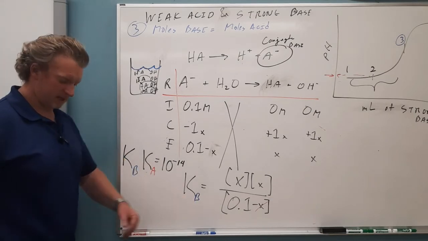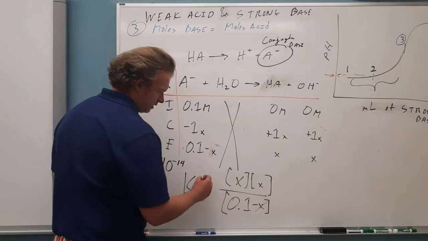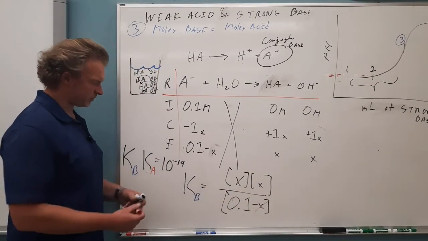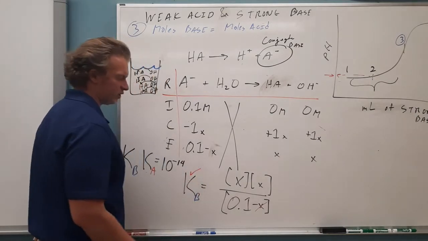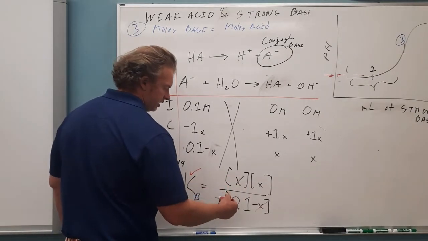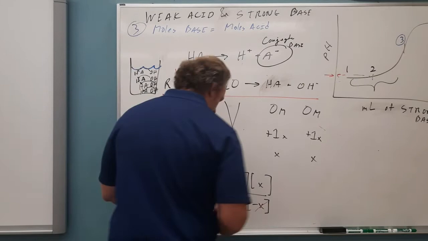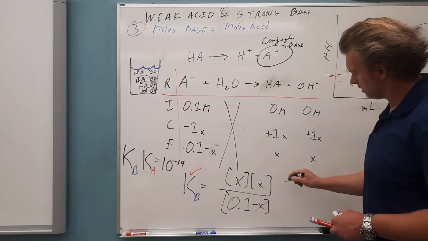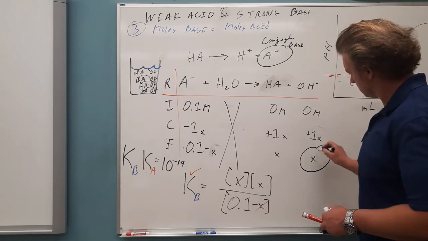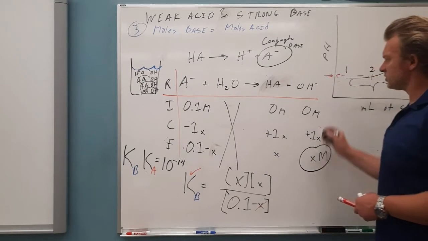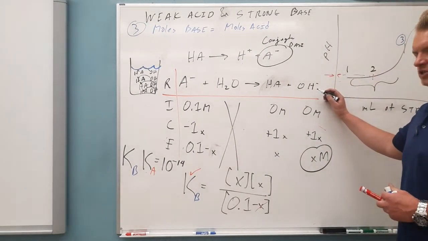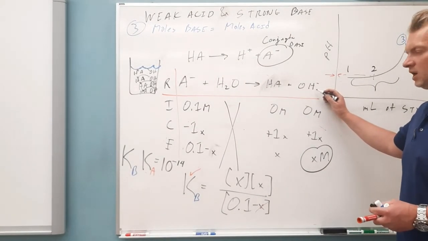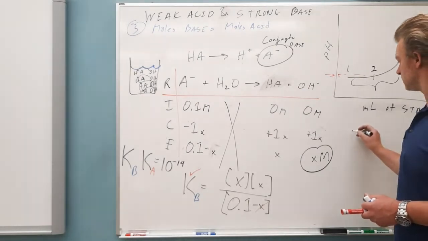So you have two unknowns in this equation. If you know one, you can calculate the other. If we know Kb, we can calculate these numbers here. Because we know this number, we know this is just x squared. We have this right here. Now if we solve for x, we will only be solving for the molarity or concentration of OH minus.